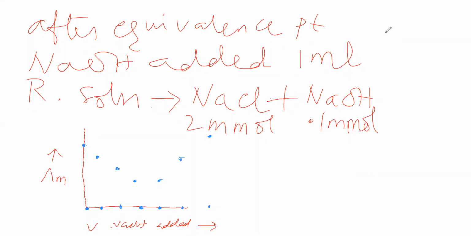We connected the points like this, so we got the graph like this. Okay, we have done the experiment. From the experiment, we got lambda m values and the volume of sodium hydroxide solution added from the burette. We got the graph like this.